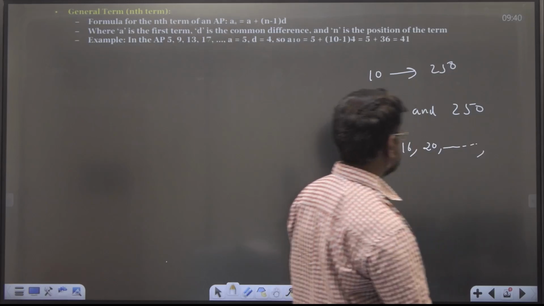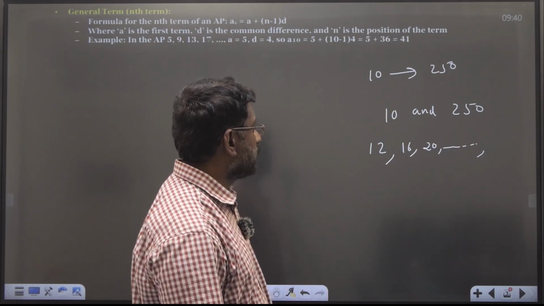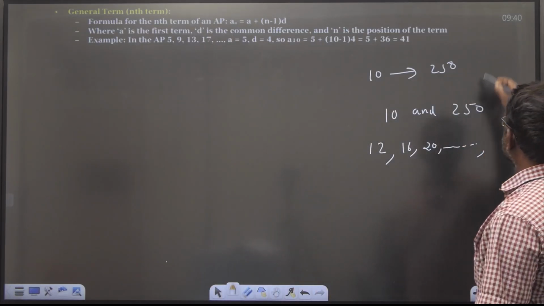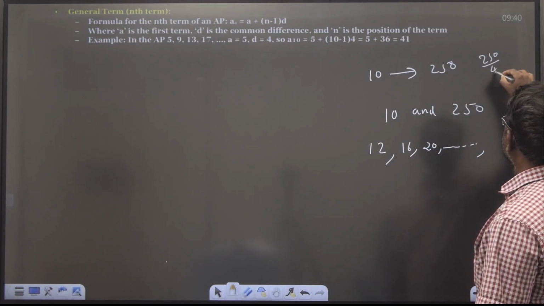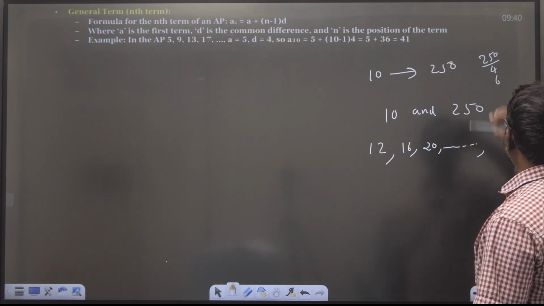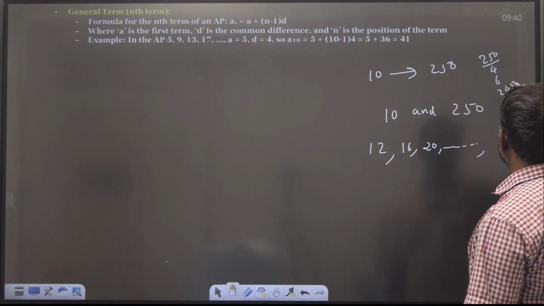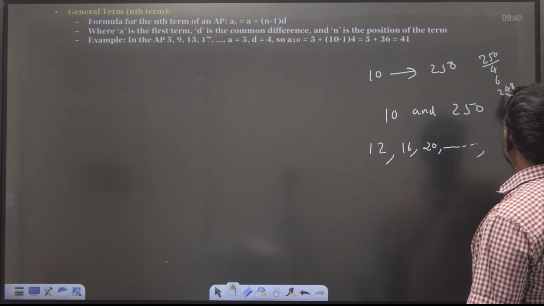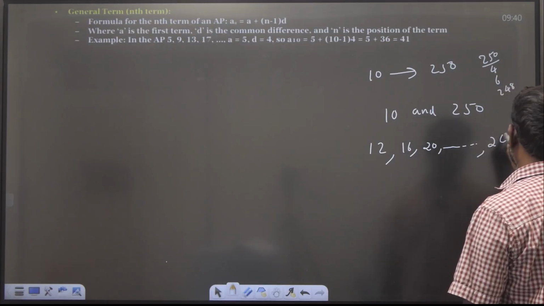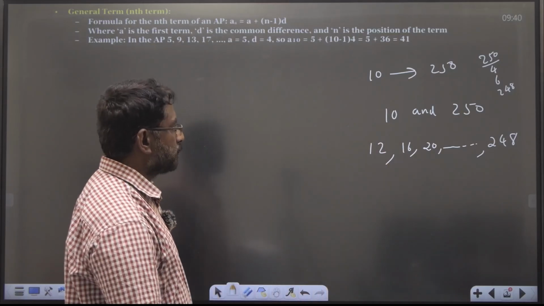This is an arithmetic sequence. What will be the last number? 250 is not possible, since 250 by 4 is not exact. Check 248. Yes, 248 is possible: 4 times 62 is 248. Yes, correct. So the last number is 248. We have to find the number of terms.